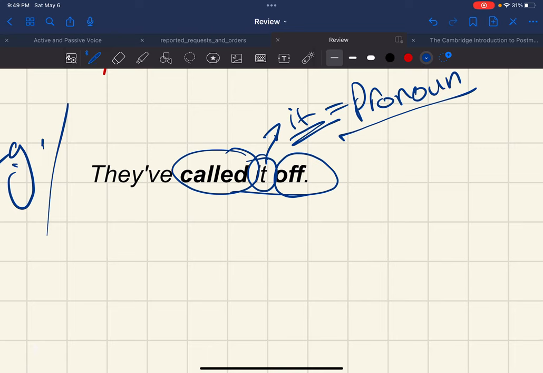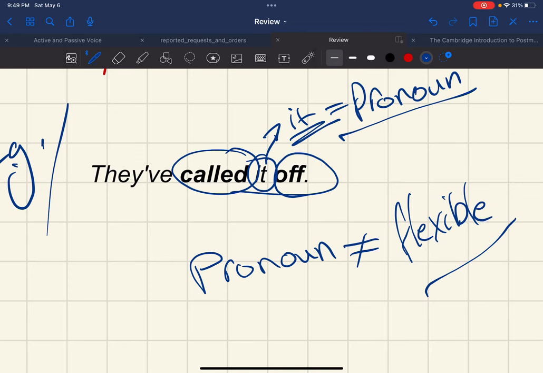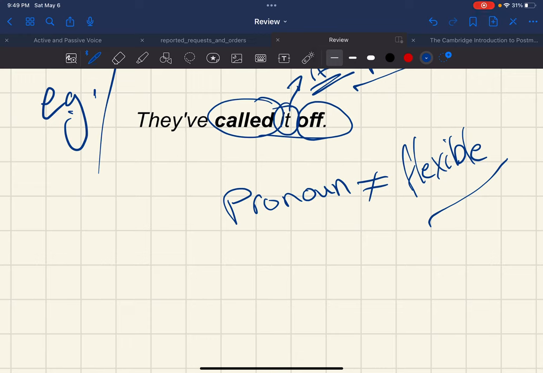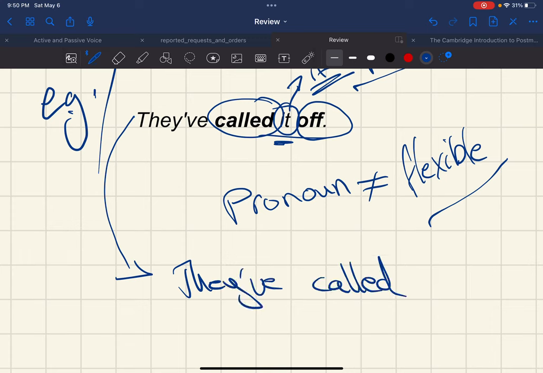Now, keep in mind, whenever you have a pronoun, object pronouns in phrasal verbs are not flexible. They cannot change their places. What do we mean by this? When this used to be a noun phrase or a noun, it could have been between the verb and the particle, just like here, or it could be after the whole phrasal verb. But if it's a pronoun, then it must be between the verb and the particle. Therefore, we cannot say, they've called off it. This here is wrong.